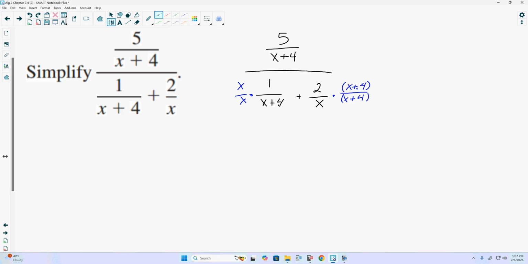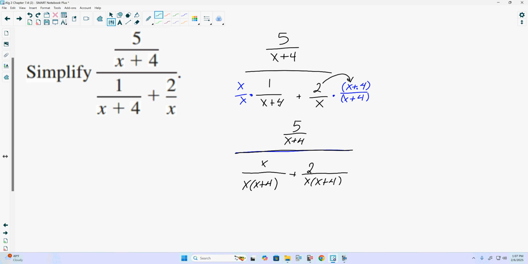And when we do this, the numerator is still 5 over x plus 4. The first denominator here, x times 1, is just going to be x. On bottom, we're going to have x times x plus 4 plus our other denominator, which is going to be x times x plus 4. Now, the numerator, we're going to have to distribute the 2. Our 2 times x is 2x. Our 2 times 4 gives us plus 8. And we've done this so that the denominators are the same.